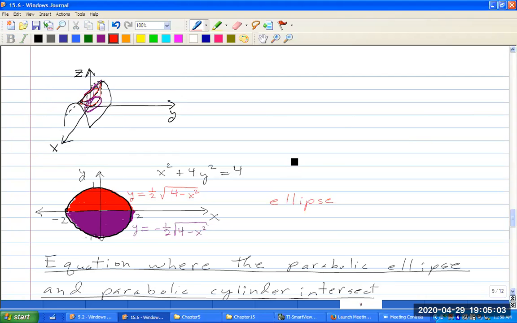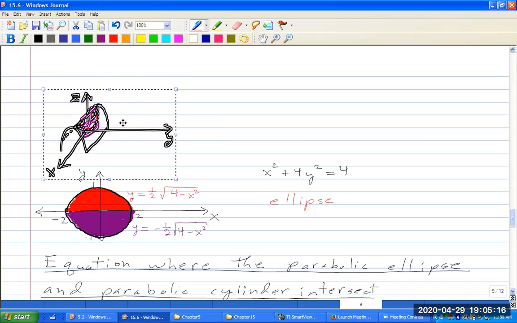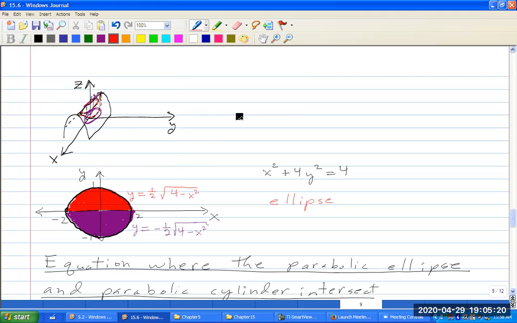Okay, that's good. So this projection here of this intersection between the elliptical paraboloid and this parabolic cylinder is this here. And so above it, at each point above it, it has a height in the z direction of, well, this parabolic cylinder.